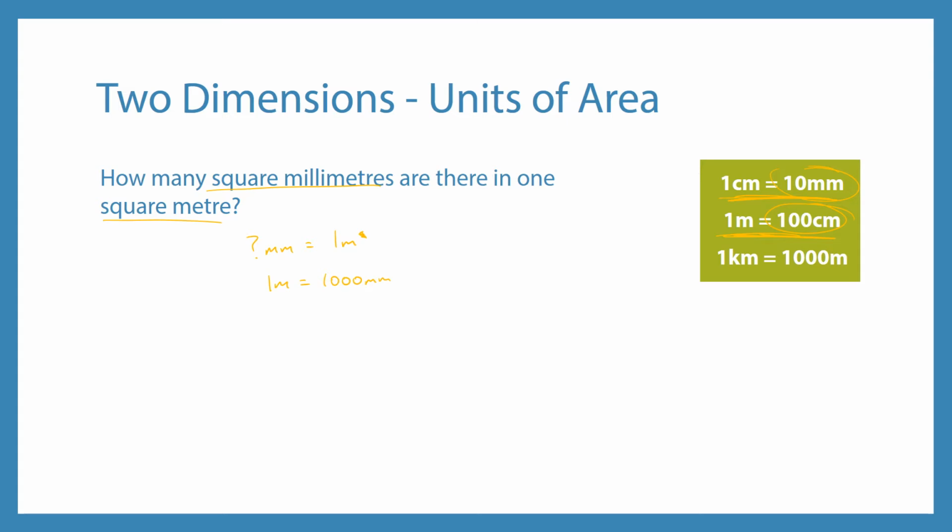Now to work out how many square millimeters are in a square meter, you can think of this square here. 1 meter, which is the same as 1,000 millimeters. 1 meter, which is the same as 1,000 millimeters again. So this here's a square meter, but it's also 1,000 times 1,000 millimeters. So 1 square meter equals 1,000 millimeters by 1,000 millimeters.